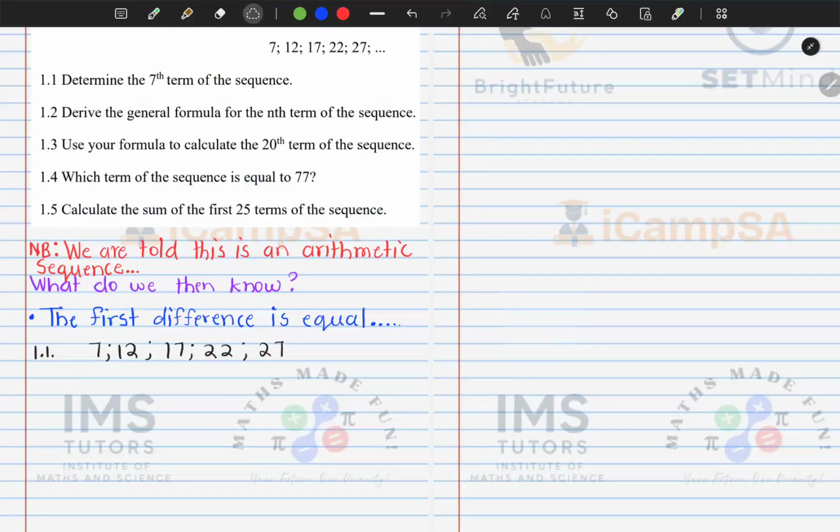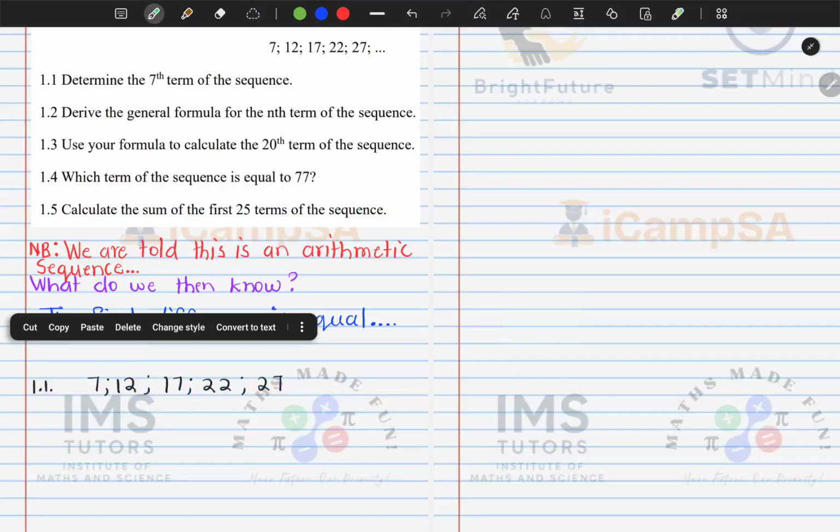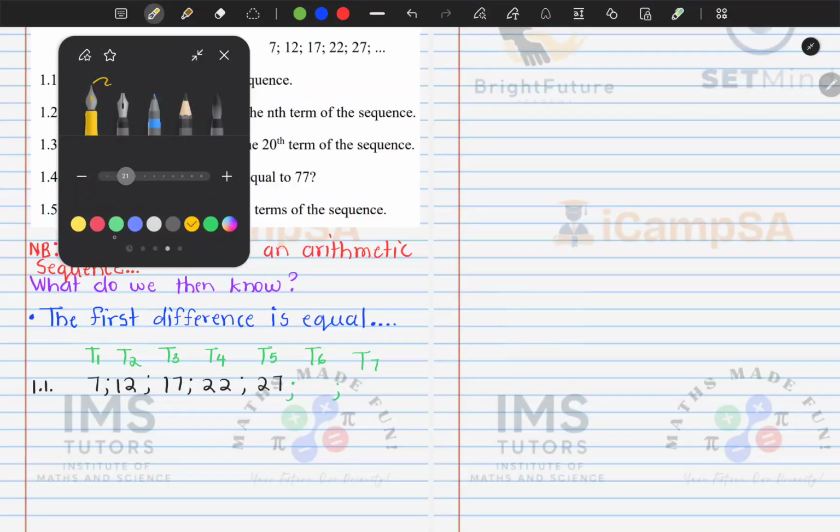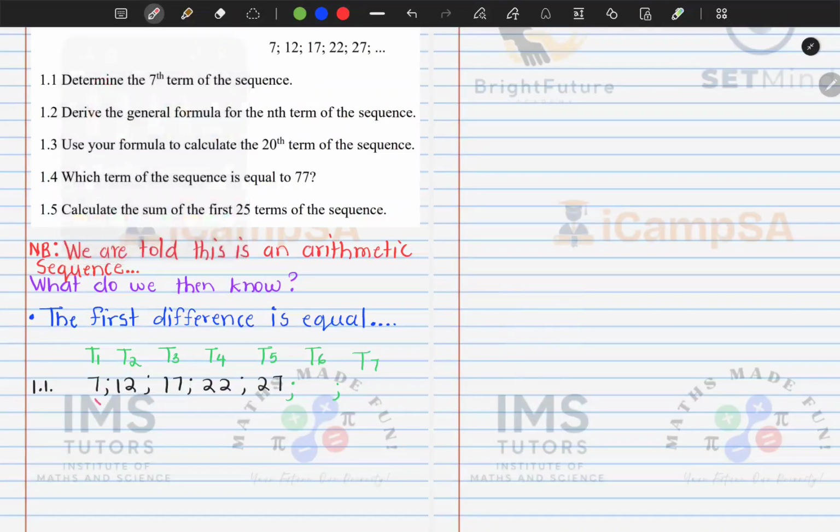Currently what we have here is the first 5 terms. We're looking for T7. So we have term 1, term 2, term 3, term 4, term 5. So we clearly need to find term 6, and then afterwards we can find term 7. But let's have a look at how we can actually achieve that.